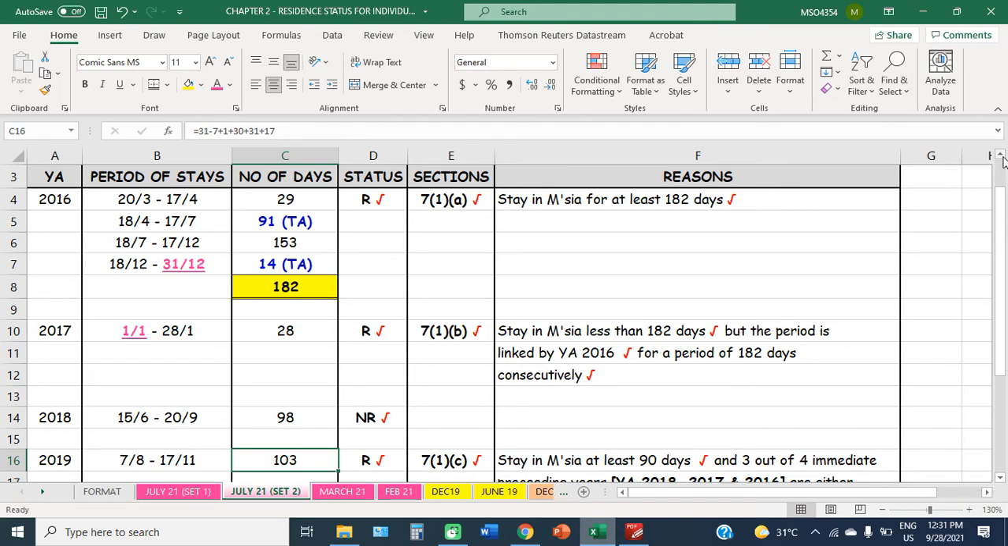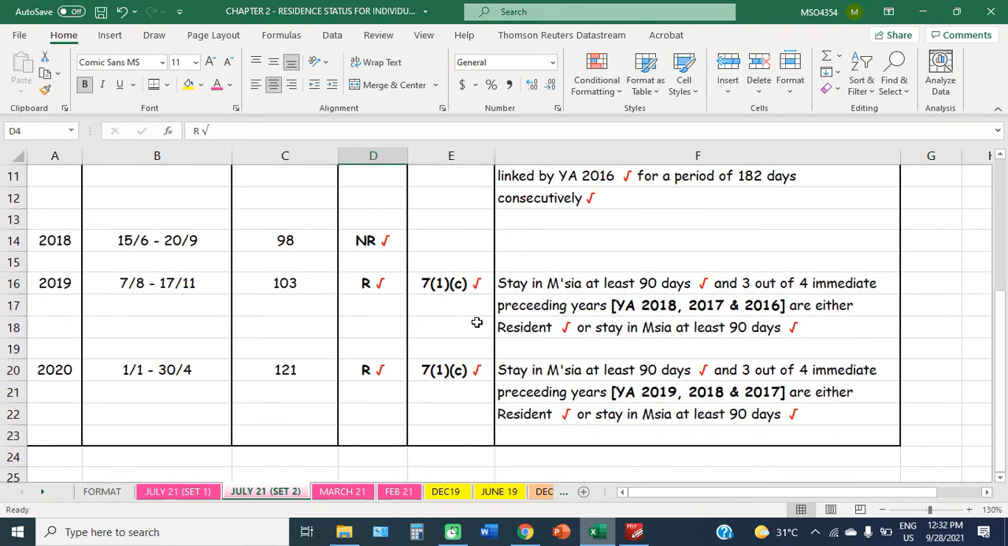Second condition, 3 out of 4 immediate preceding years must be resident or stay in Malaysia at least 90 days. Okay, look here. Immediate, you cannot skip. This is 2019, start from 2018. Is it resident? No. However, the condition is either one: resident or stay in Malaysia at least 90 days. Look here, number of days is 98, more than 90, isn't it? Okay, we accept 2018. That is 1. 2017 resident, we got 2. 2016 also resident. Now we have 3, isn't it? That's why 2019, the answer is resident.